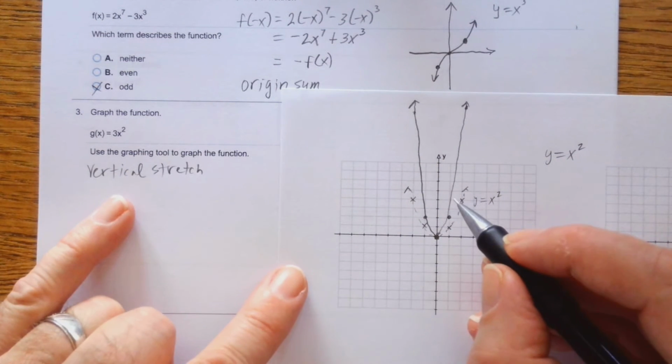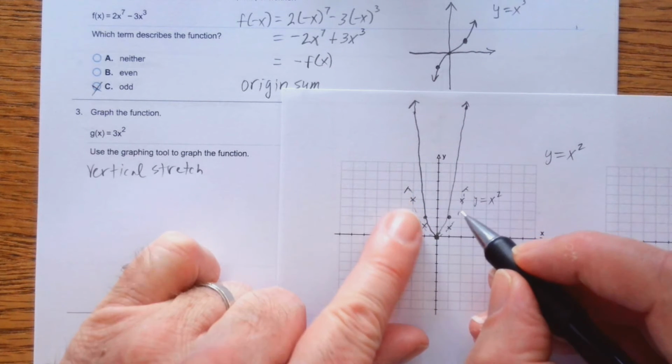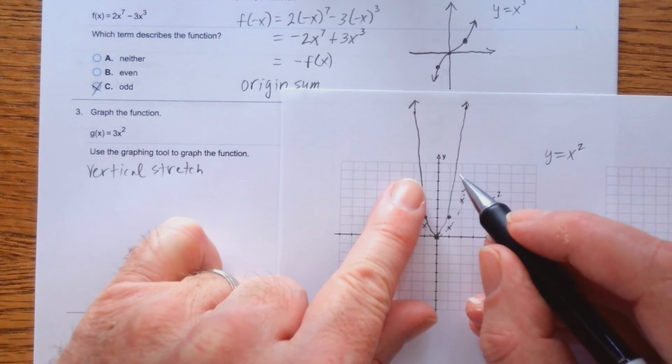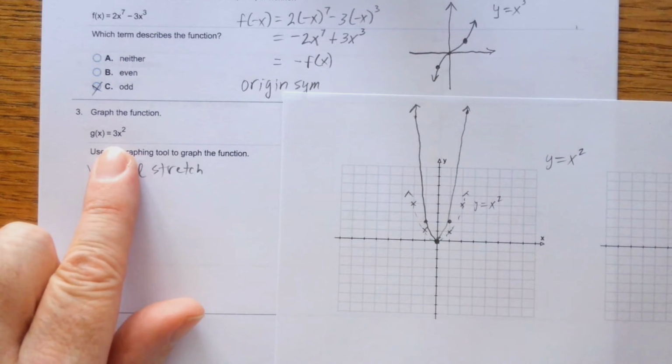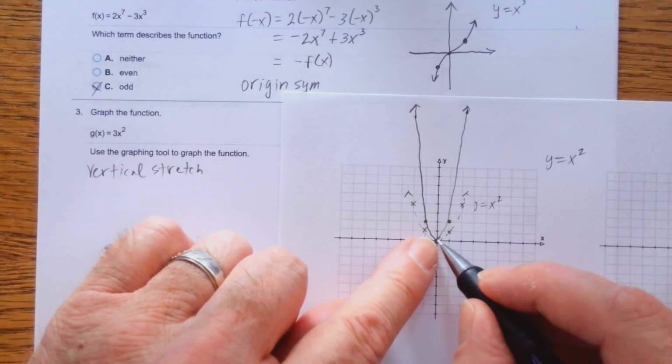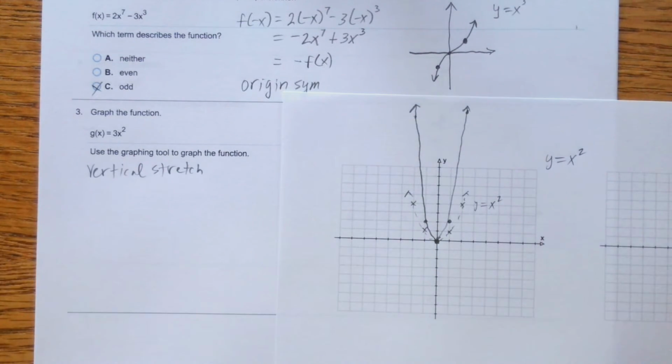So we call this a vertical stretch. You can see that these two sides here are stretching towards the y-axis. If this had been a number like a half, it would have been a vertical shrink and we would have a more wide-looking graph. All right, so that's what we call vertical stretch.